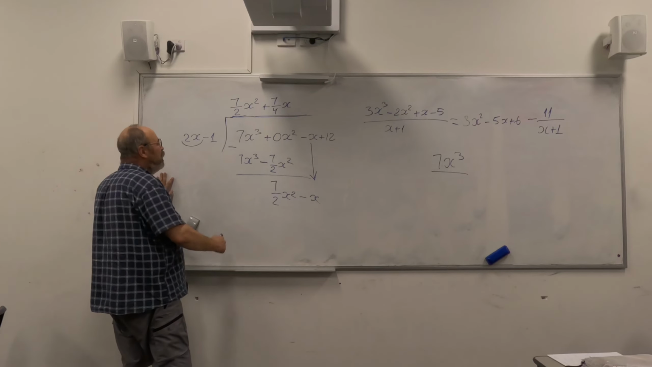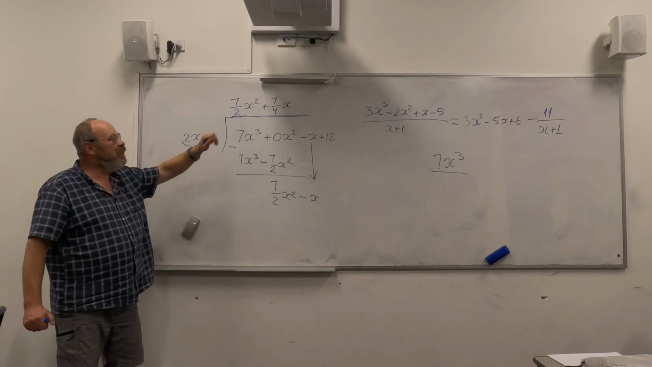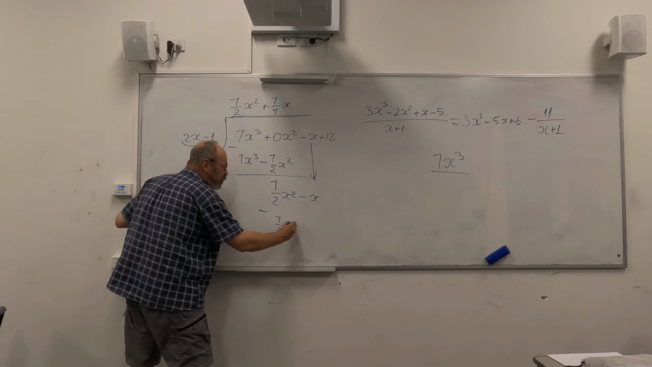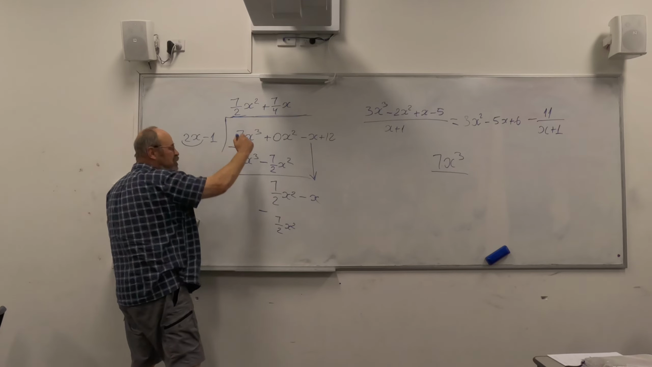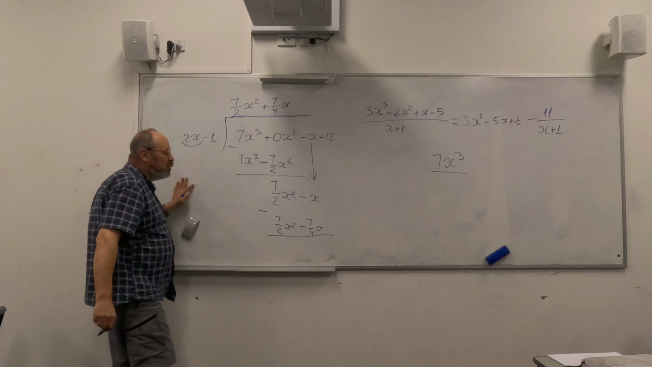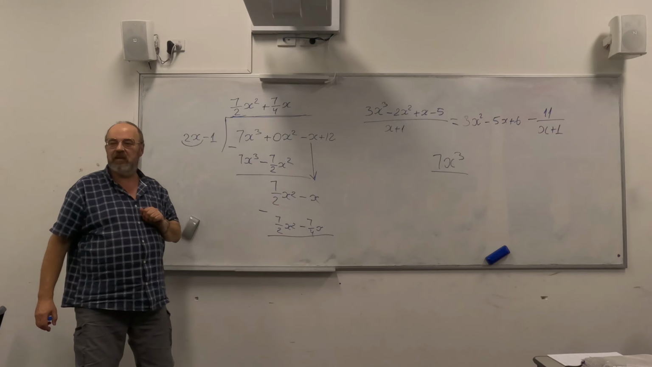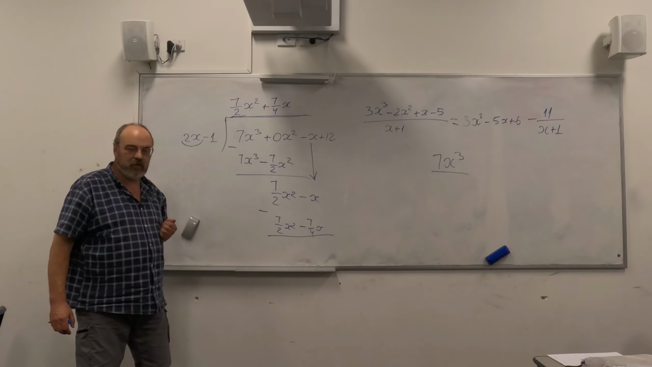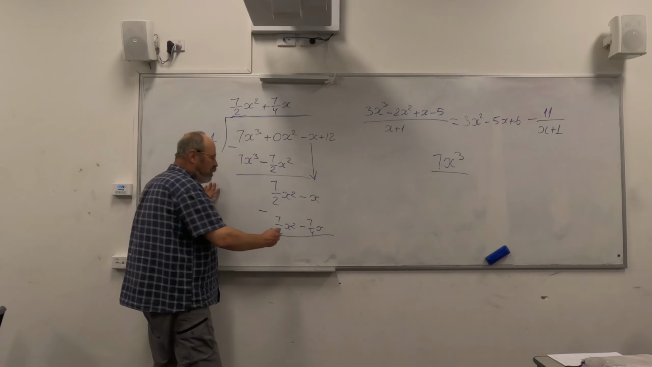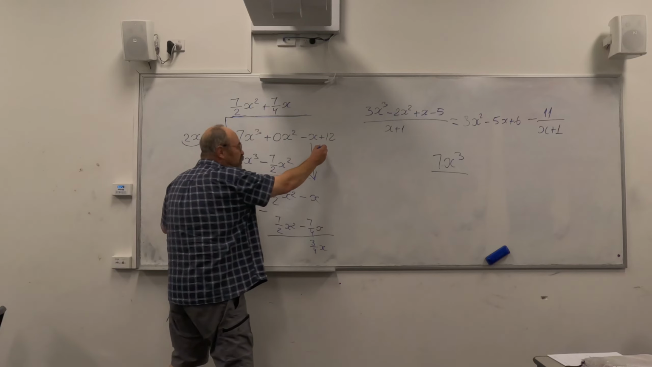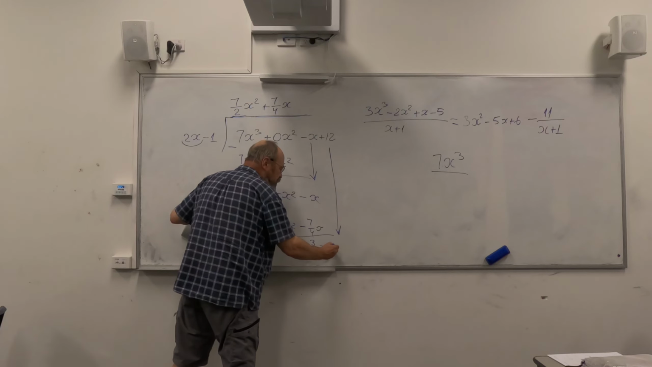Then we multiply 2x minus 1 by 7 on 4 x, and we subtract it from here. We get minus 7 on 2 x squared, minus 1 times this gives plus 7 on 4 x. Then minus x plus 7 on 4 x will be 3 on 4 x. See? And we drop the last one, we have not used 12 yet. Plus 12.